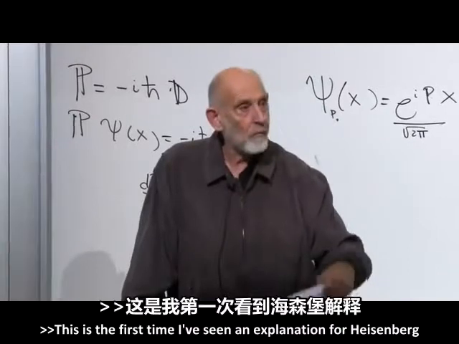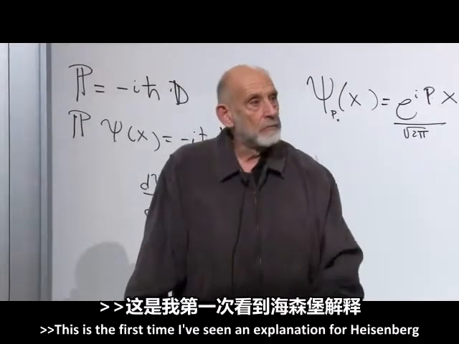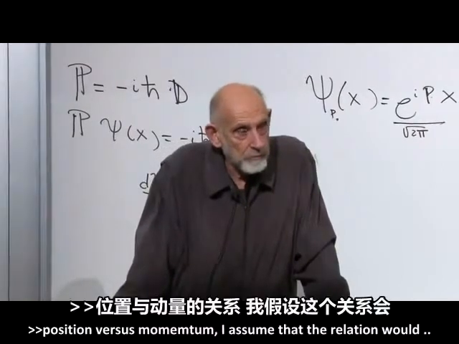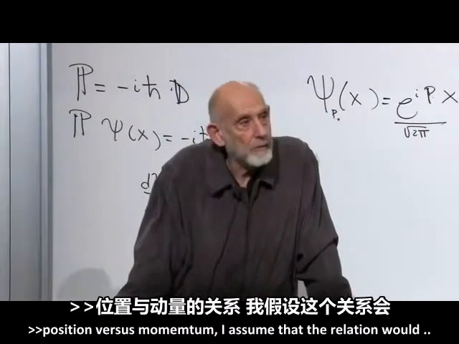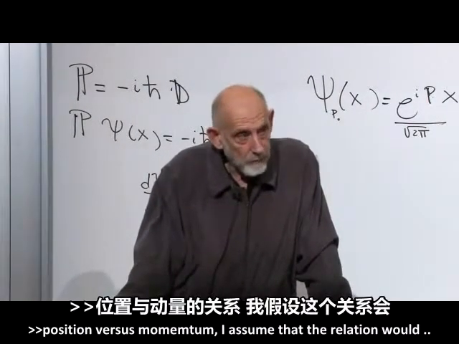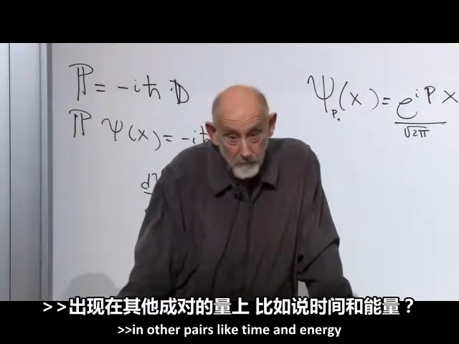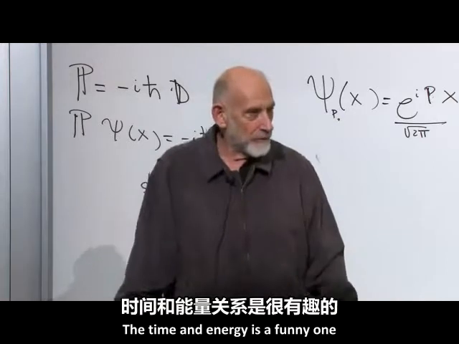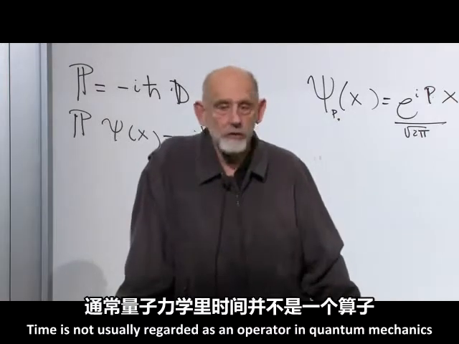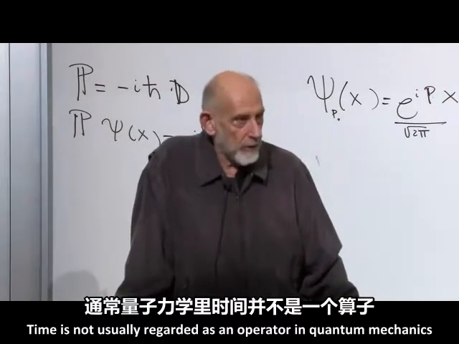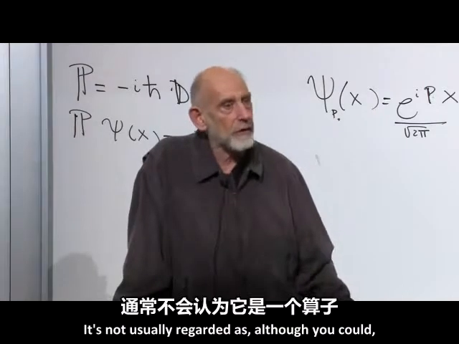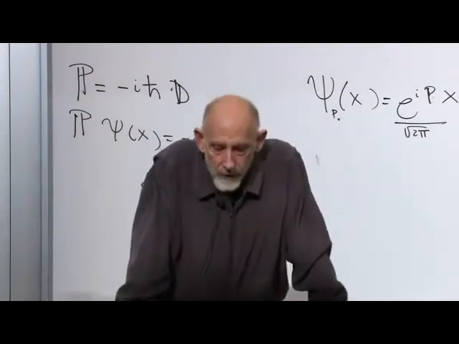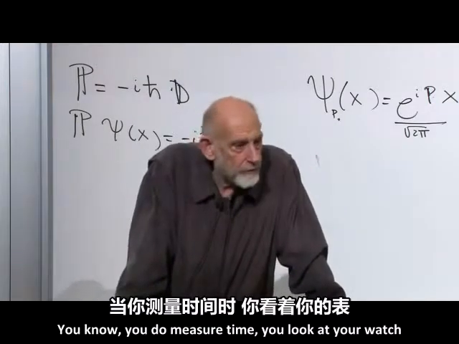This is the first time that I've seen an explanation for a Heisenberg pair of quantities, like position versus momentum. And I assume that a similar relationship would apply to other Heisenberg pairs like time and energy. Time and energy is a funny one. Time is not usually regarded as an operator in quantum mechanics. It's not usually regarded, although you could.